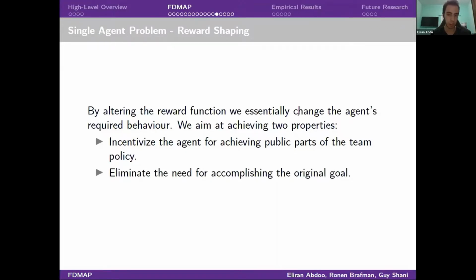But we also need to eliminate the need of the agent to accomplish the original goal. Because if we introduce both parts, also incentivize it for achieving the public parts and the original goal, it could just do them both, and it's certainly what we don't want.